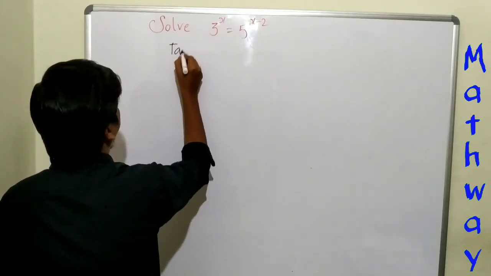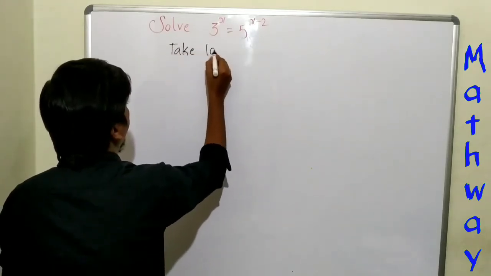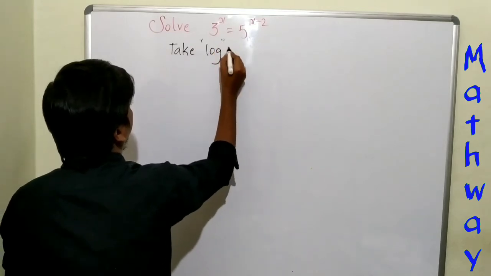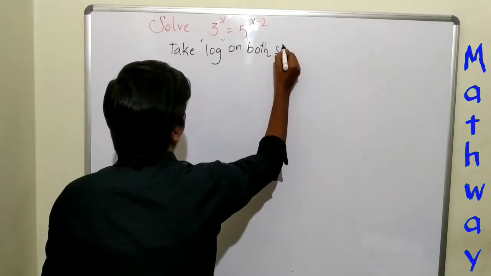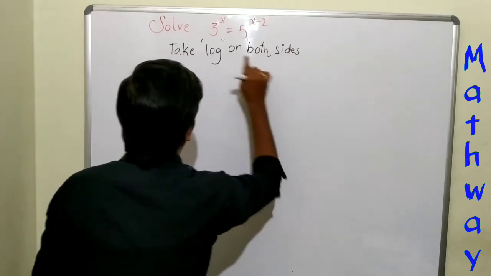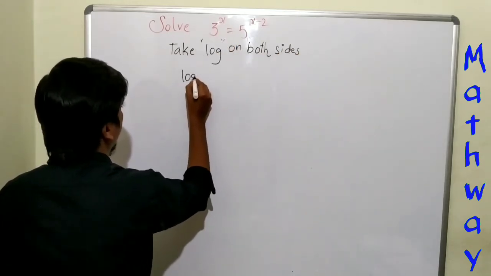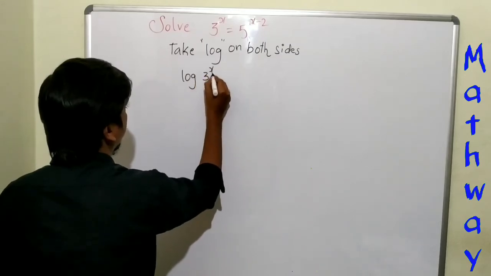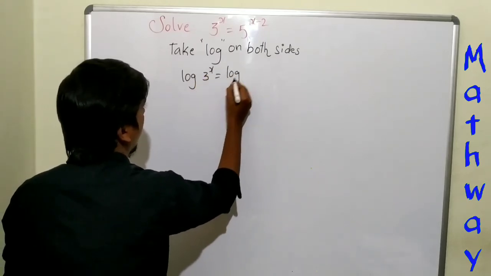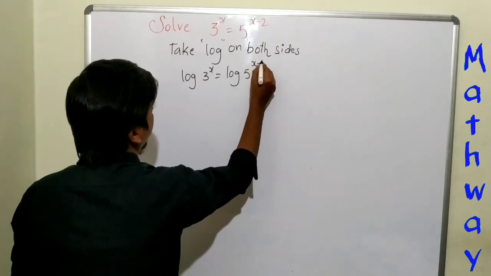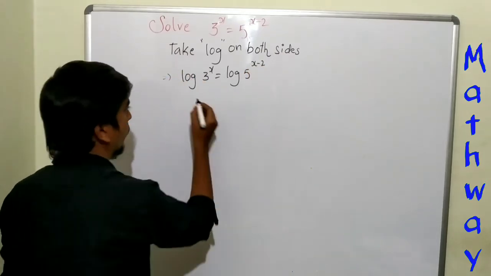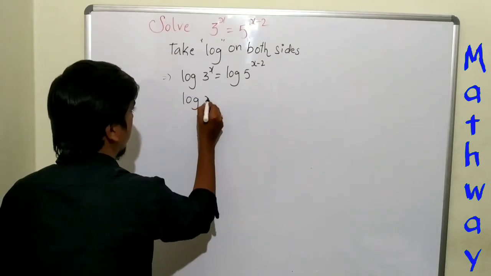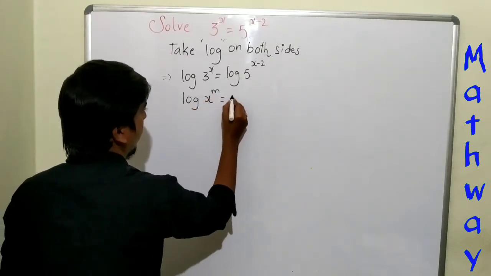Take log on both sides. Then what we get here? Log 3 power x is equal to log 5 power x minus 2. So if you observe, here is one formula, log x power m. What is that? Log x power m is equal to m log x.